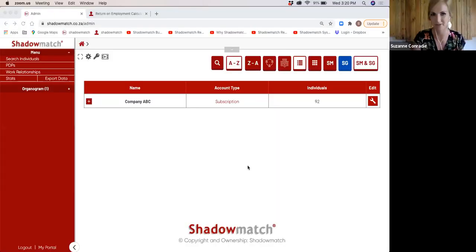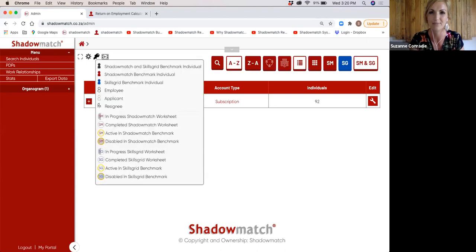Today I first want to highlight a specific icon. This is something you might have noticed, might not have noticed, depending on your attention to detail. If you look on the screen, you would see there are 4 little icons on the left. The one I want to highlight today is the key icon. This explains what the various icons used throughout the system represent. Here we have a list: benchmark individuals, employees, applicants, and then resignees. Today, we're going to be focusing on this type of individual, the resignees.